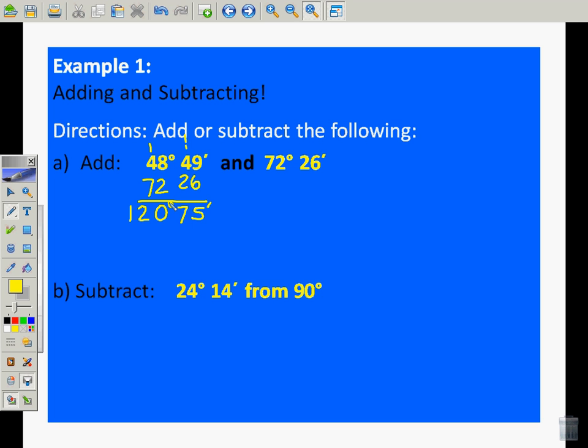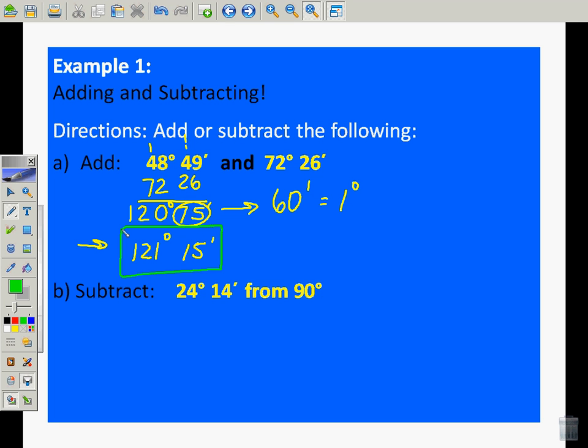Now, if we recall from before, there are 60 minutes in 1 degree. So we are going to regroup down here. And so if we have 75 minutes, that's 1 whole degree with 15 minutes left over. So this is our final answer. We get 121 degrees, 15 minutes.